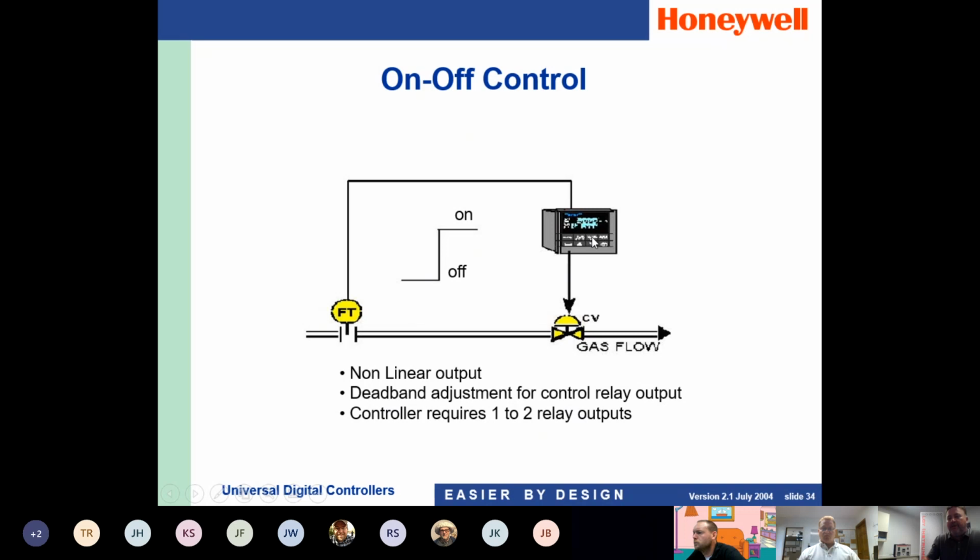Here's another picture showing what a typical on-off control system would look like. In this application, we're controlling gas flow. So we have a valve here. It can be a butterfly valve. It can be a solenoid valve. This is the output. And then we have our input, our analog input, which is this flow transmitter. In some cases on-off uses 2 relays, in some cases it just uses 1. But this would be an example of a process control loop with your input, controller, and your output.